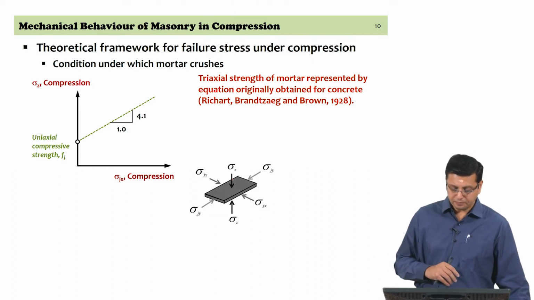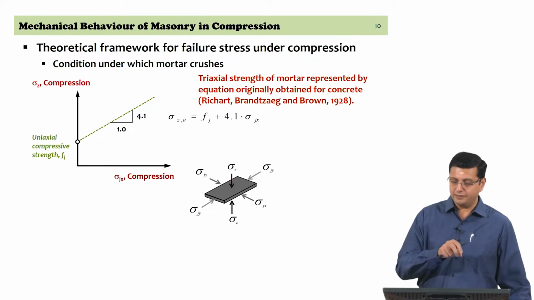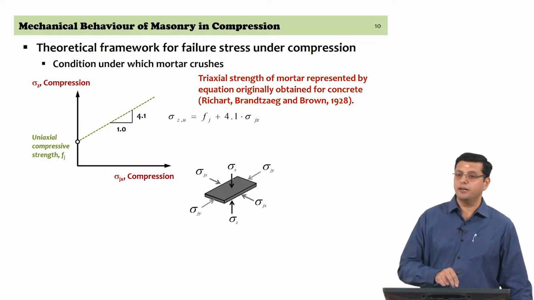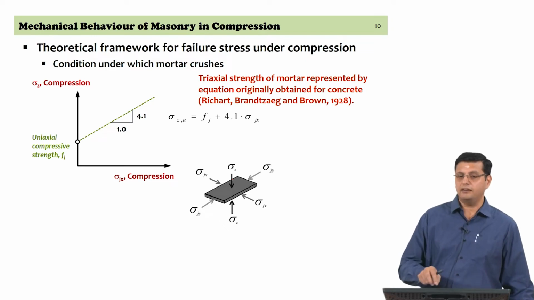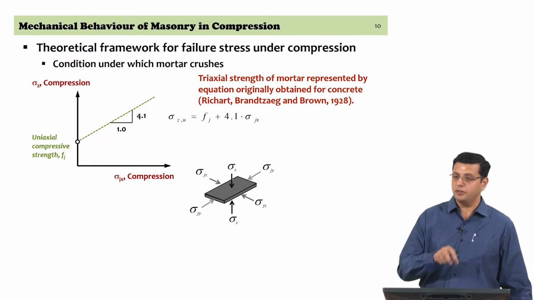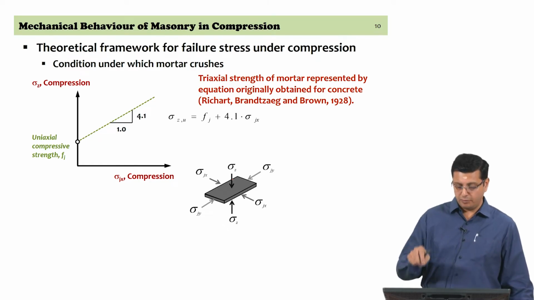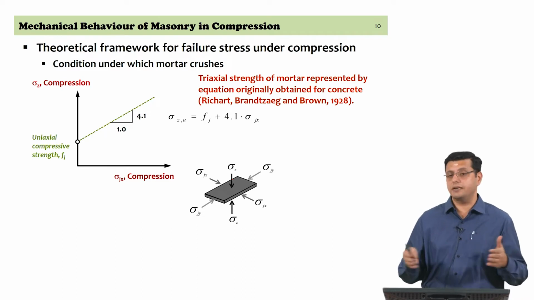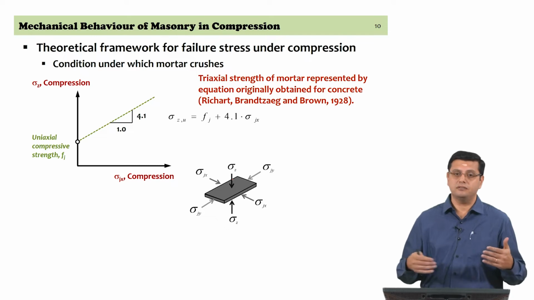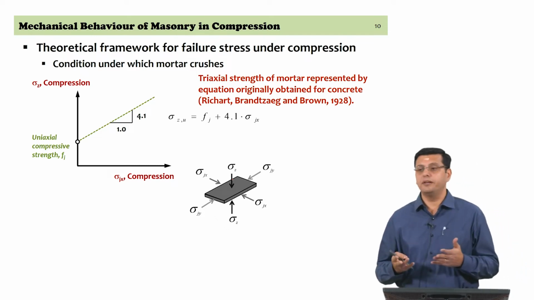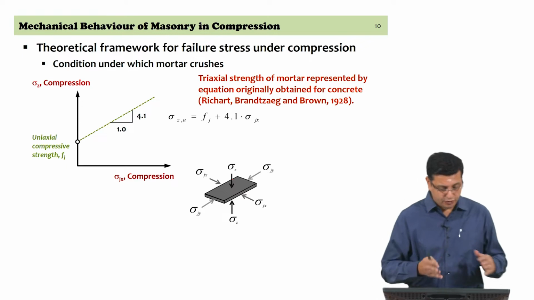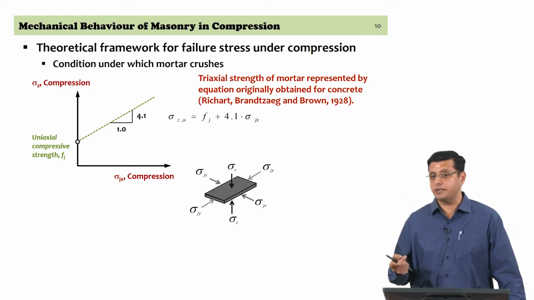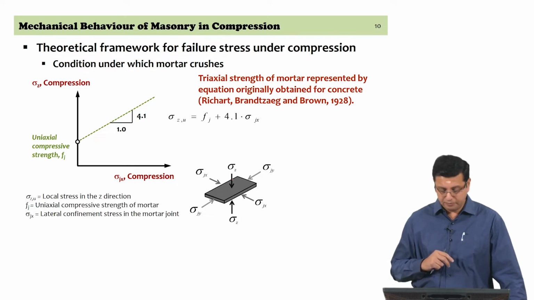20th century, and is of the form that the failure strength in compression of the mortar is an additive form of the uniaxial compressive strength plus the compressive stress in the lateral direction multiplied by a factor that comes empirically from experimental observations. So, this is the failure surface that we would use for the multiaxial state of stress in compression of the mortar.